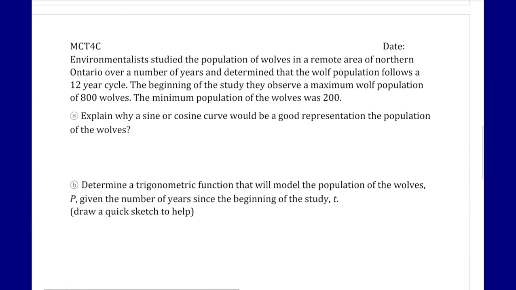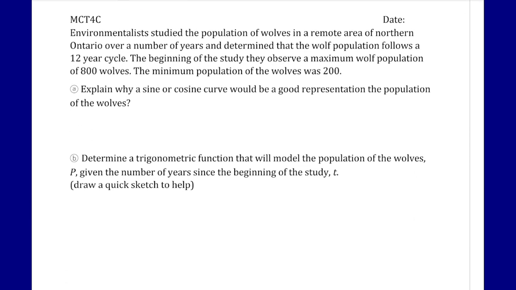The next one: environmentalists studied the population of wolves in a remote area of northern Ontario over a number of years and determined that the wolf population follows a 12-year cycle. At the beginning of the study, they observe a maximum wolf population of 800 wolves, and the minimum population of the wolves was 200.